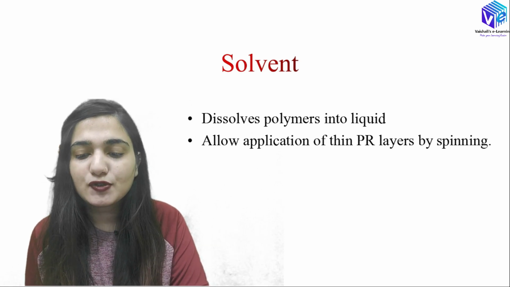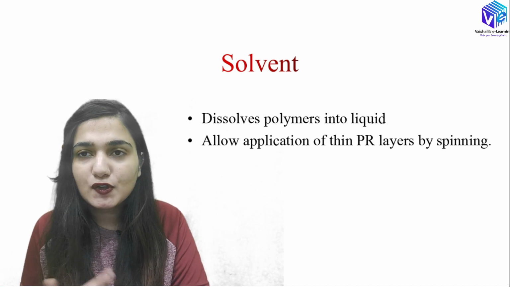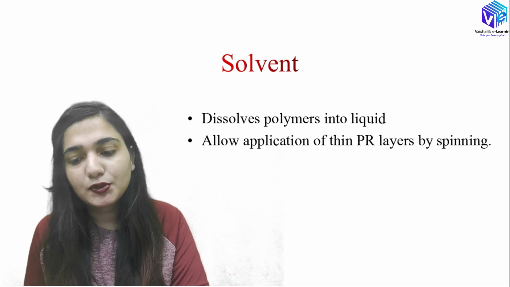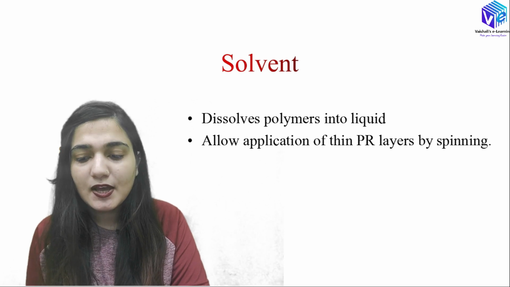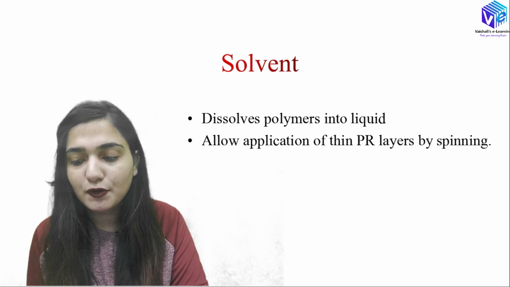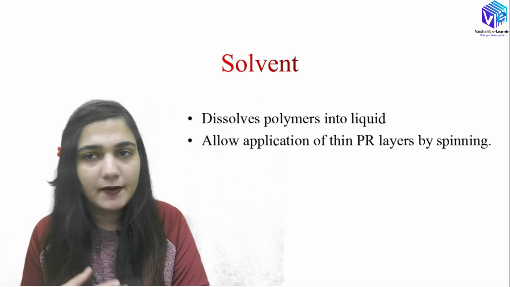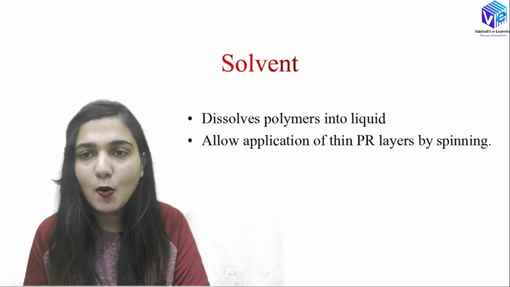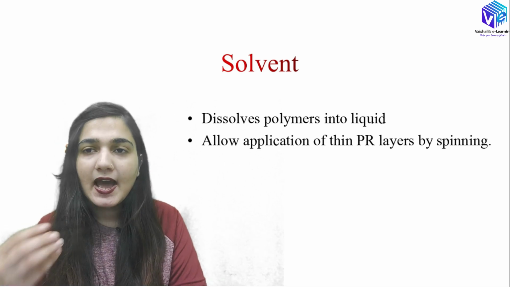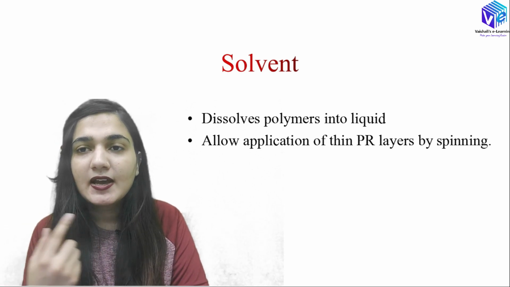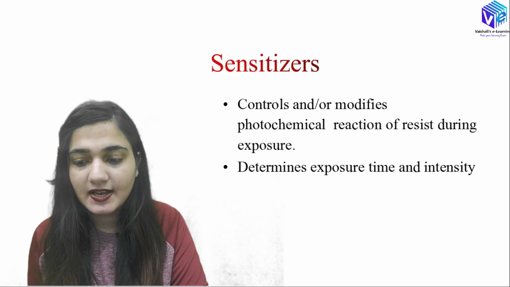Okay, now we have the solvent. What is solvent? As the name suggests, solvent is dissolving something. What it dissolves? It dissolves the polymers into the liquid, and this is the reason the photoresist is a semi-liquid type of material. So it allows the application of a thin photoresist layer by the spinner. So spinner we use in the photolithography process. I will be showing you how exactly we use the spinner for the photoresist coating. It's a liquid type of material, and with the help of spinner it can evenly spread on the surface of the wafer.